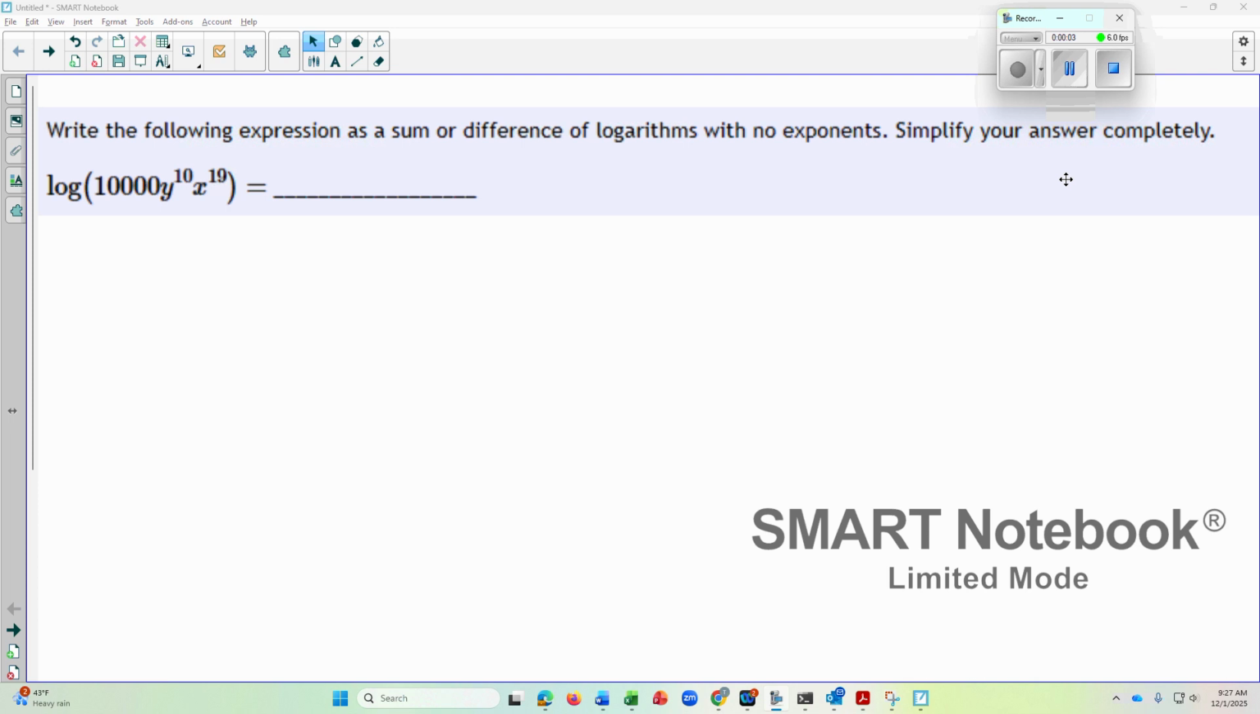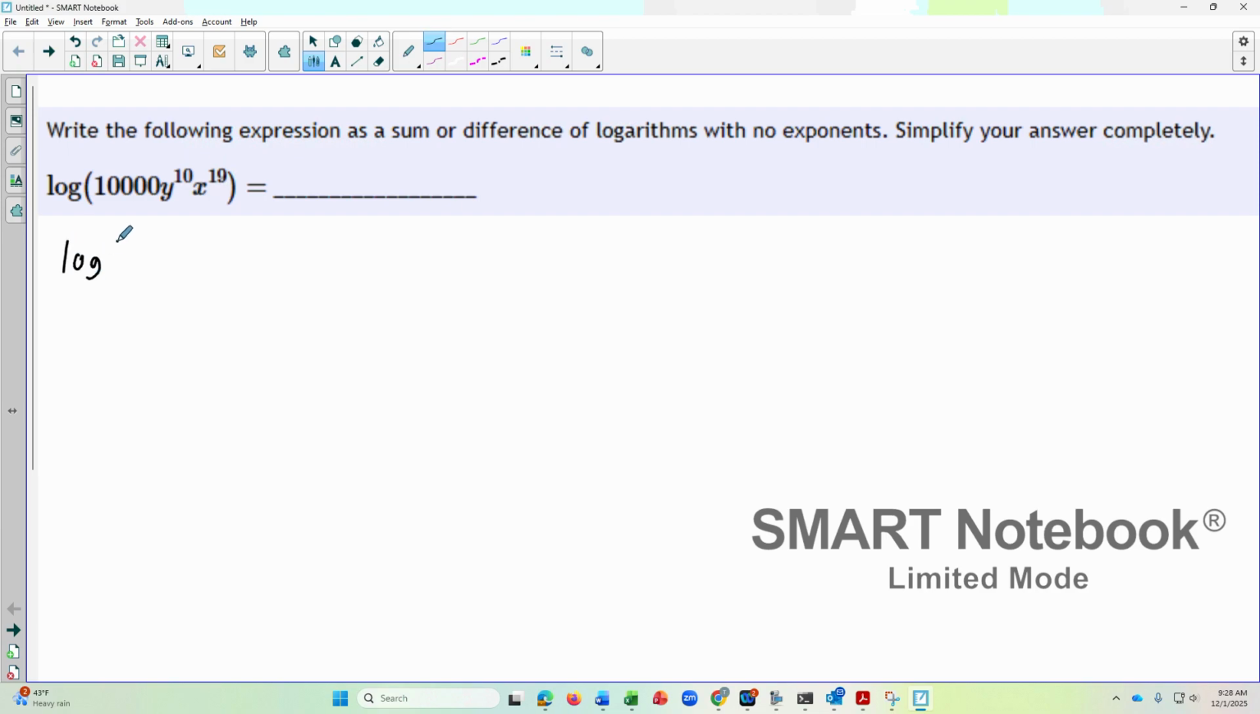Okay, so on this one, we are looking to expand this and then simplify if possible. So one of our rules for logarithms is that if you have log of, let's say, a times b, you can rewrite that as log of a plus log of b.